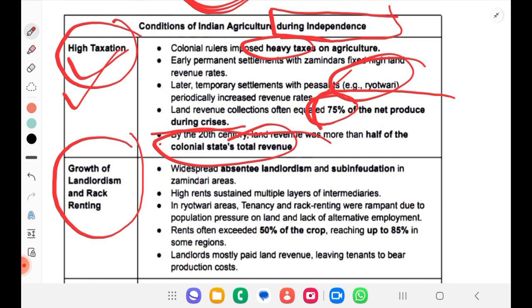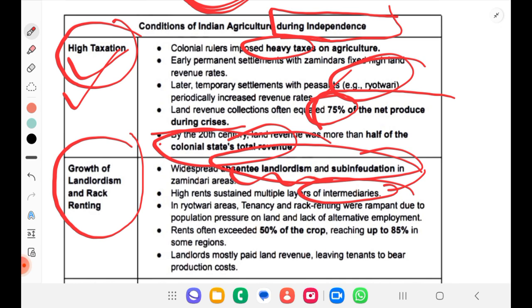So widespread absentee landlordism and sub-infeudation in zamindari areas. In the sense, zamindars were not directly collecting whatever taxation or revenue, but through middlemen. So then we'll say it as absentee landlordism. High rents sustained multiple layers of intermediaries. As I mentioned, it was like different layers of intermediaries who sucked the blood of farmers.